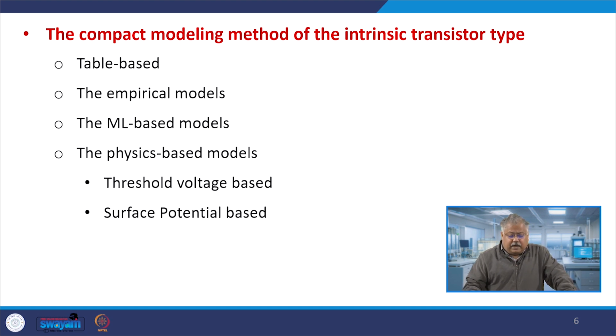Now, I have already discussed with you that the compact modeling approaches are table based, which is basically a lookup table, empirical models, and machine learning based models. The physics based models are divided into two parts. One is the threshold voltage based model, another is the surface potential based model. So there are two ways of doing the physics based model in this case.